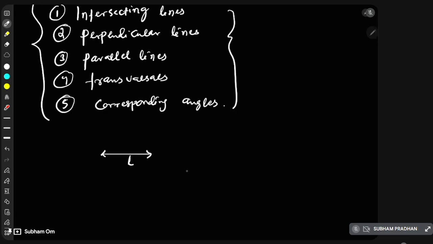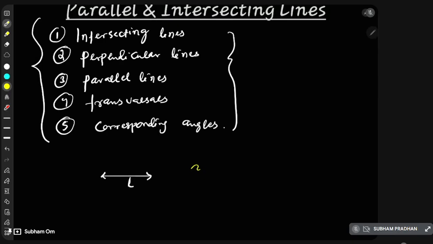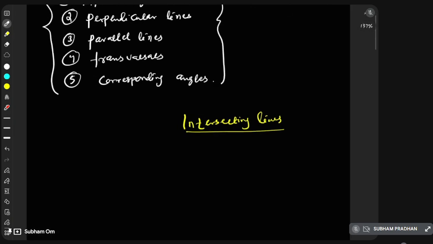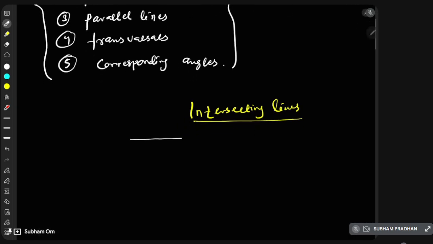Intersecting lines. Let's take two lines, say this is line L and this is line M. When these two lines, line L and line M, cross each other at a particular point, then these two lines are called intersecting lines.